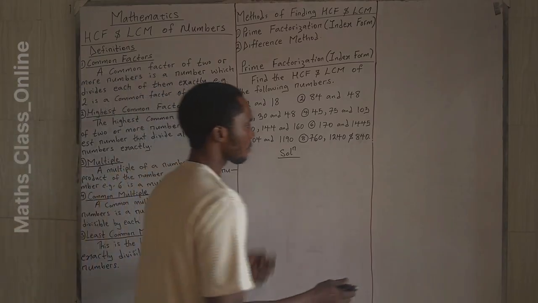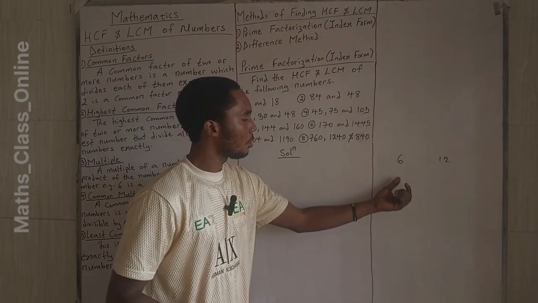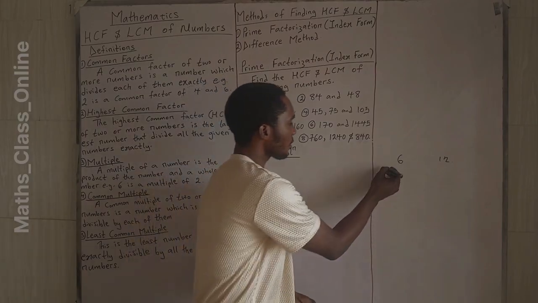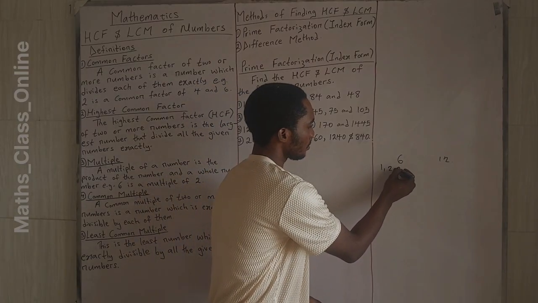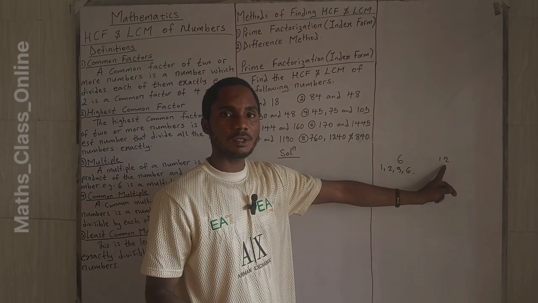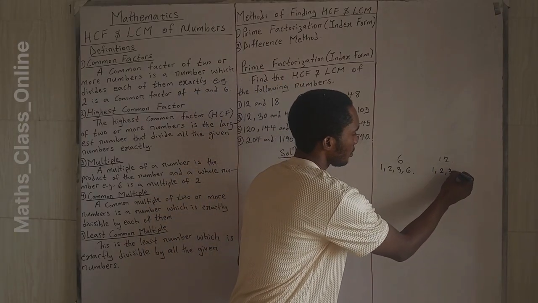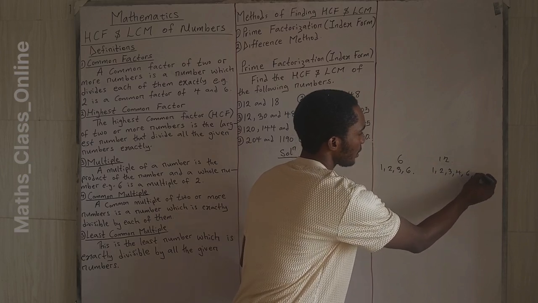Also, let's have 6 and 12. What are the factors of 6? The factors of 6 are 1, 2, 3, and 6. And what are the factors of 12? The factors of 12 are 1, 2, 3, 4, 6, 12.